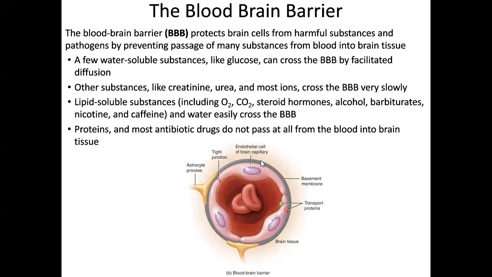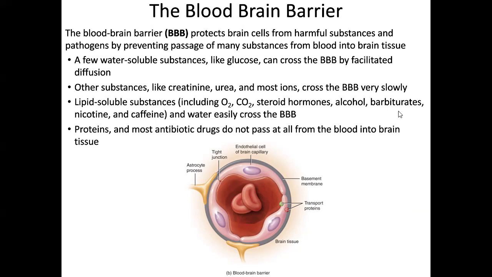In cases like O2, CO2, remember, they can just go directly through cells like this cell here that's lining this capillary through simple diffusion. I'm sure everybody knows what most of these things are: O2, CO2, steroid hormones, alcohol, nicotine, which is in cigarettes and chewing tobacco, caffeine. We know what that's in: caffeinated beverages like pop and coffee and that kind of stuff.